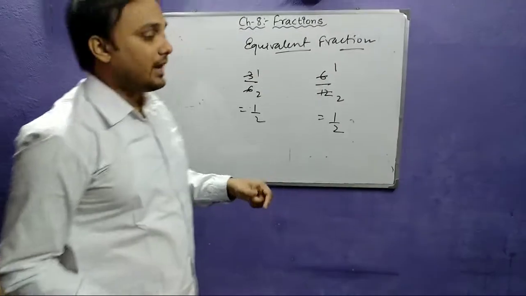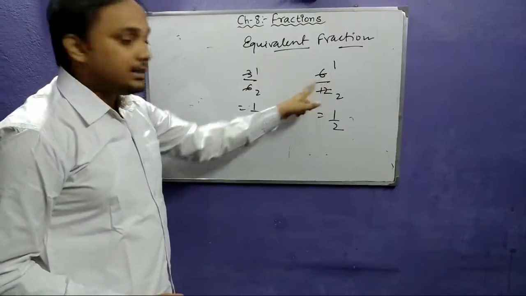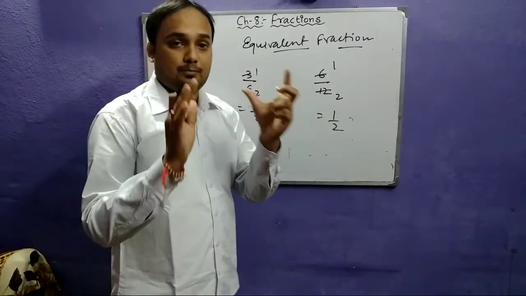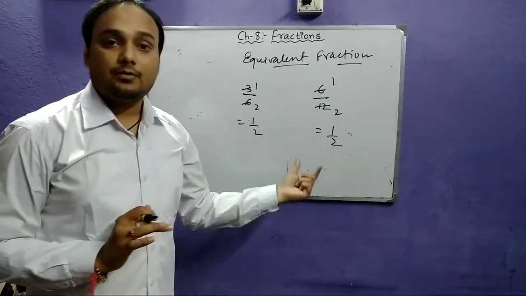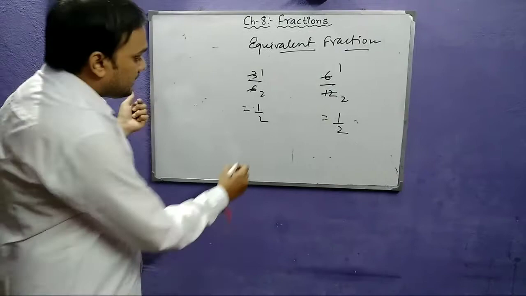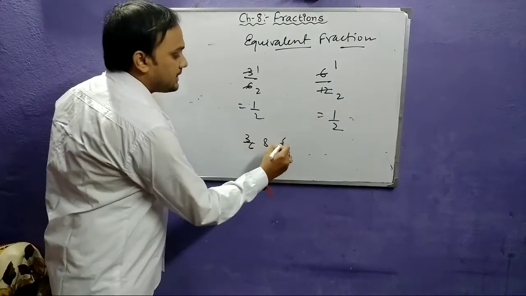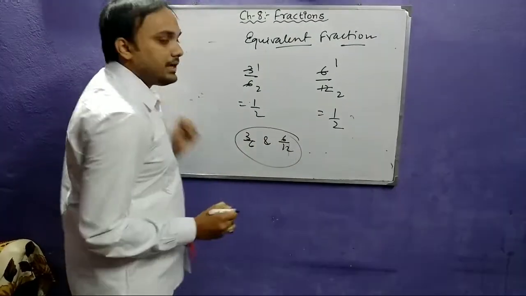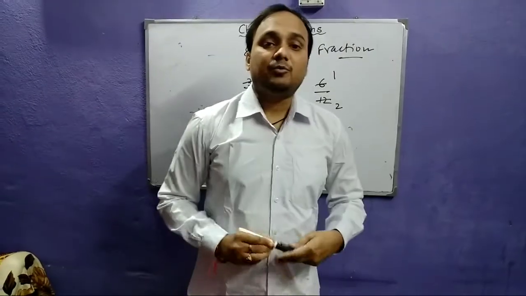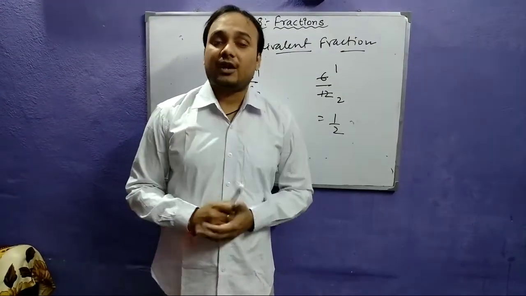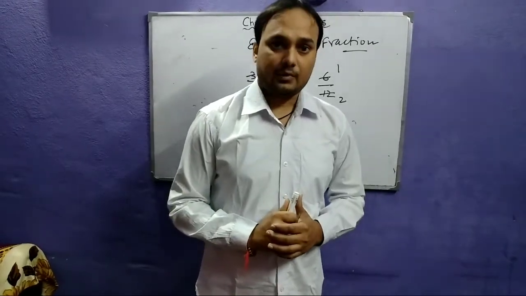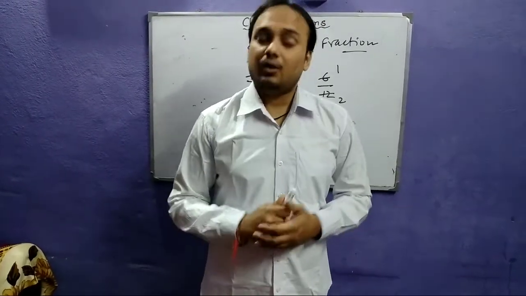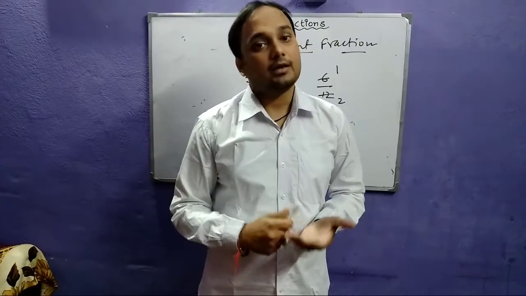Ultimately, you can see, students, that in both the fractions the resultant value, the final value, is the same. So that is why 3 by 6 and 6 by 12 are called equivalent fractions. So we come to a conclusion that two fractions are said to be equivalent fractions if their final value is the same.